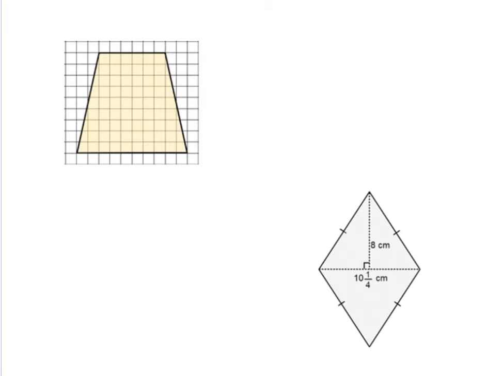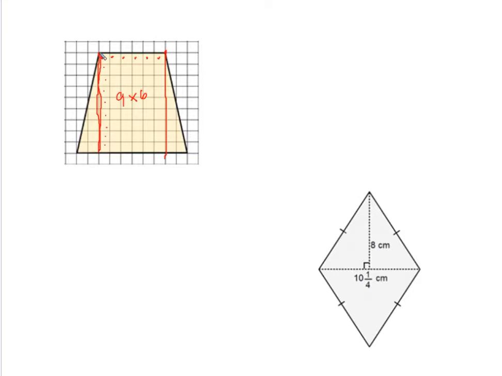So let's take a look at the first one. Alright, so we don't know the formula for this. We're only going to be using area of squares and triangles. But I can cut this up. I want to make the biggest square or rectangle that I possibly can. So I'm going to cut it right here. So this is 1, 2, 3, 4, 5, 6. 1, 2, 3, 4, 5, 6, 7, 8, 9. So 9 times 6. So it is 9 high.